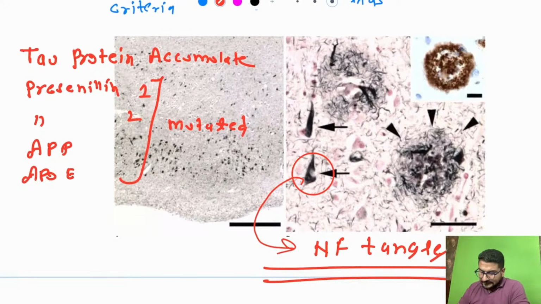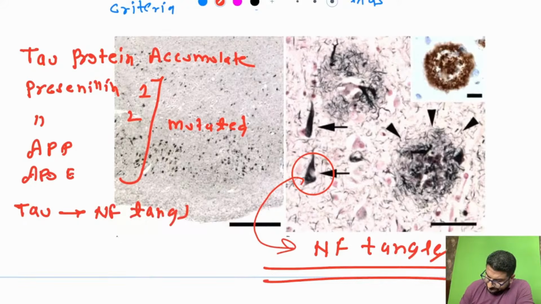Then understand, this tau protein, what will it form? This tau protein will form neurofibrillary tangles. And diagnosis is again clinical.